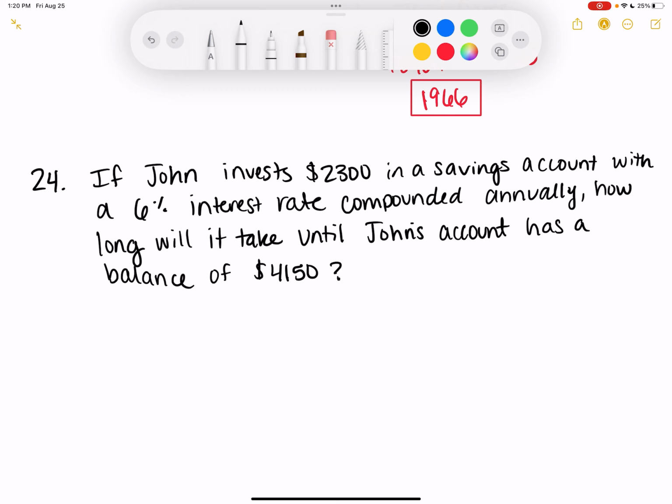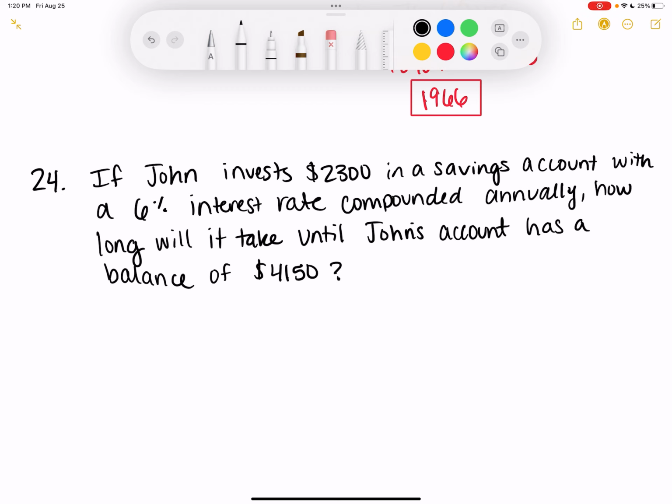Okay, so we're gonna use the same formula for this problem. We'll show you if you invest your money what you'll make back. All right, so if John invests $2,300 in a savings account with 6% interest compounded annually, what does that imply? That's every year, the rate. It's once a year. Yep, once a year.